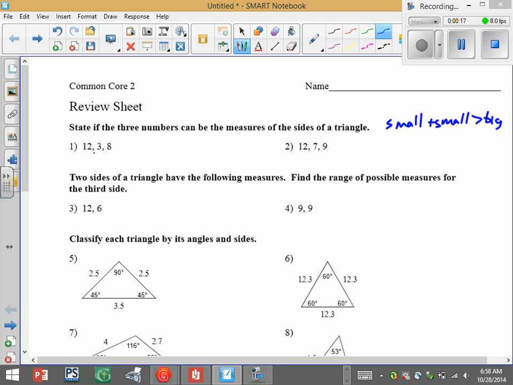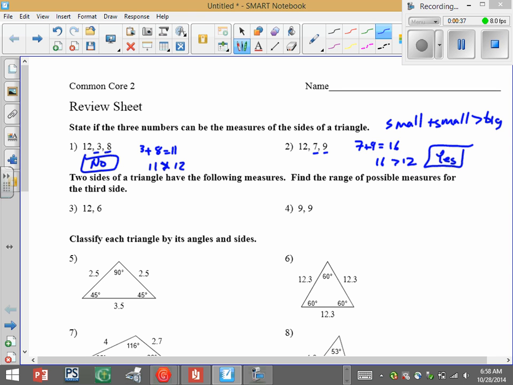So here there's 3, there's 8. 3 plus 8, that equals 11. 11 is not bigger than 12, so this is not a triangle. Here, small and small, 7 plus 9, so 7 plus 9 equals 16. 16 is definitely bigger than 12, so this is a triangle.